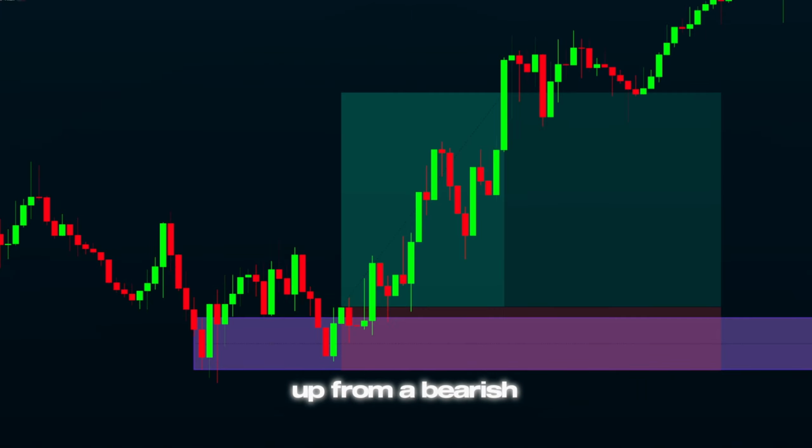Spot displacement up from a bearish candle, the block. Step 2: price retests the block body, not the wick. Step 3: filter. Reclaim close in the block's upper half, plus a small tail up, higher volume, then a dip.